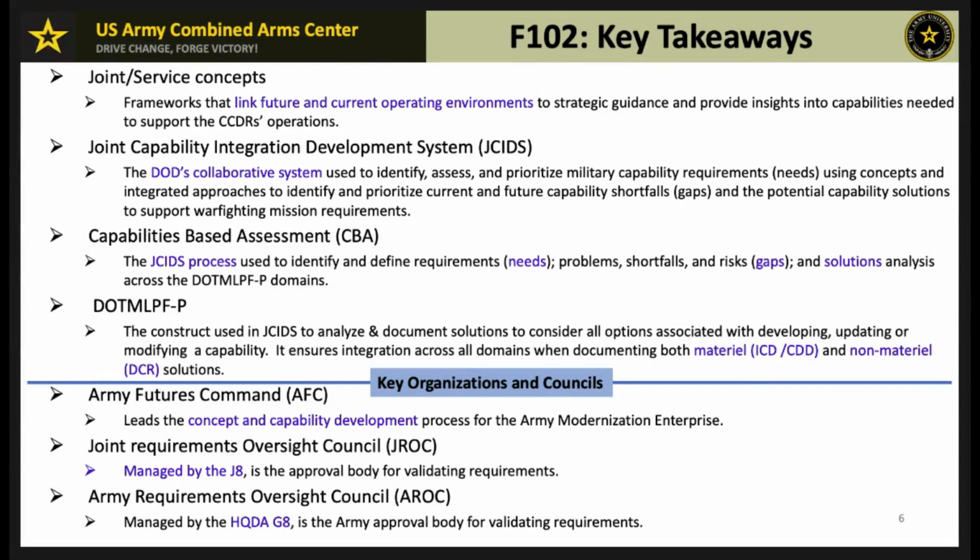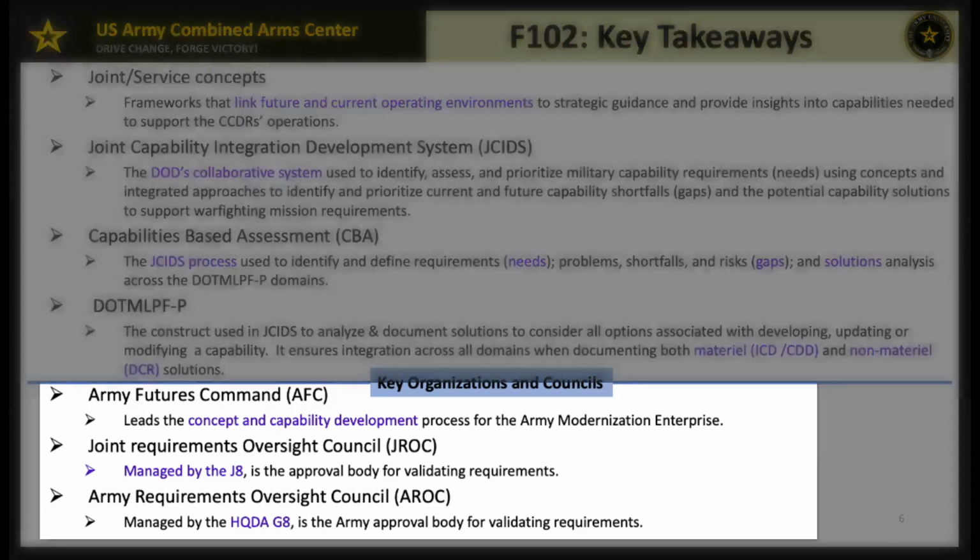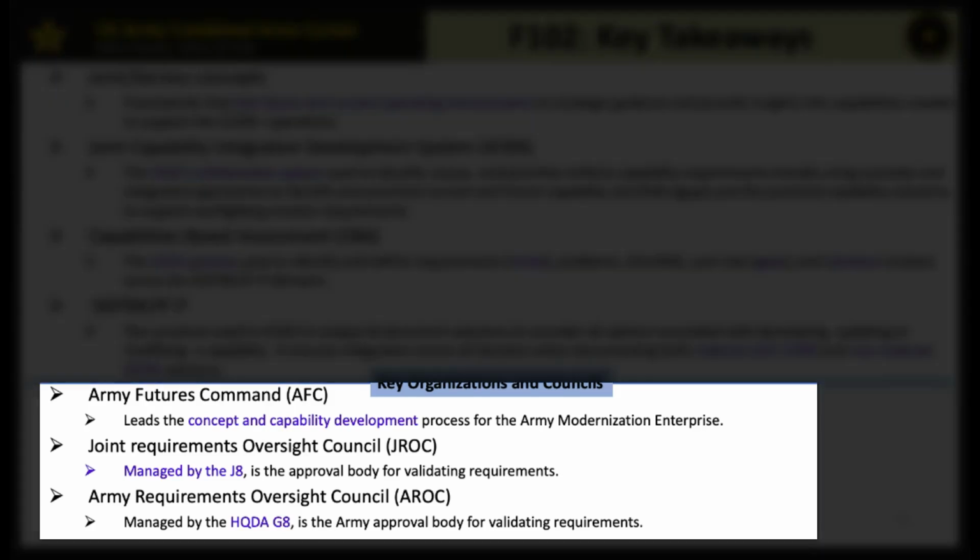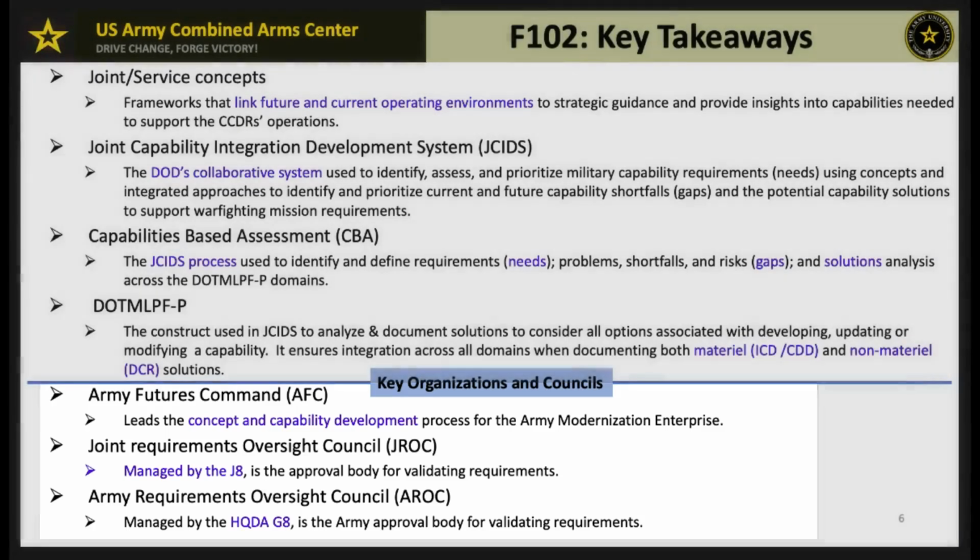We'll also discuss capabilities-based assessments, an integral part of JCIDS, and the DOTMLPF-P framework used to help us consider potential options to address the operational requirements, particularly those prioritized by combatant commanders. We'll also examine how Army Futures Command, the JROC, and the AROC are involved in capability development and validation.